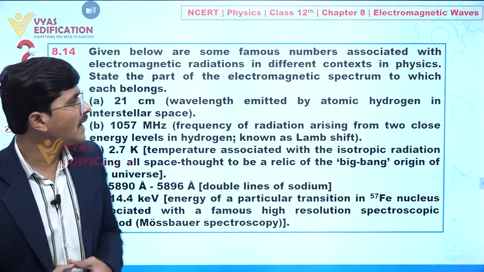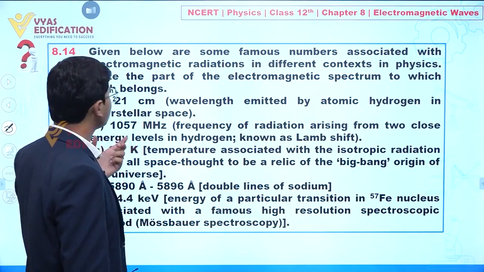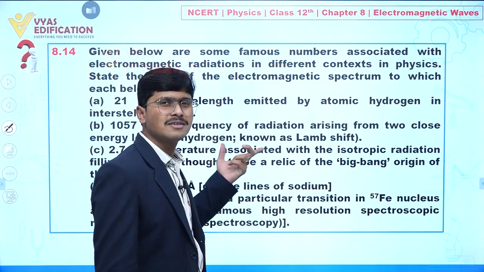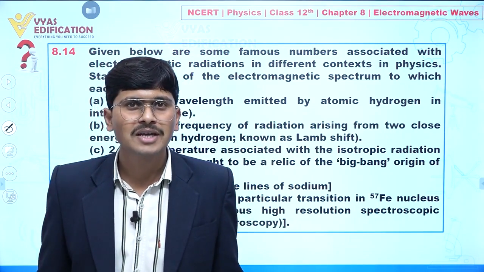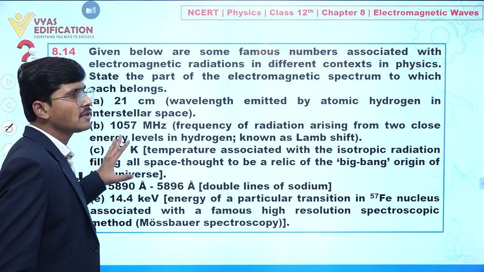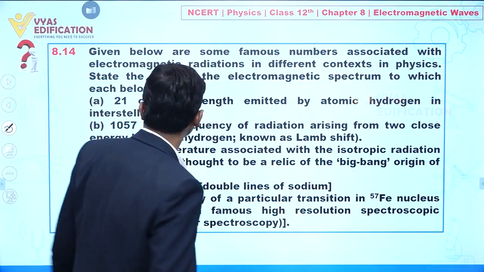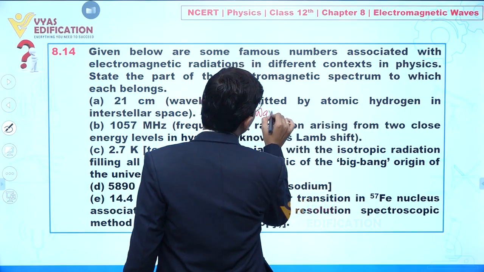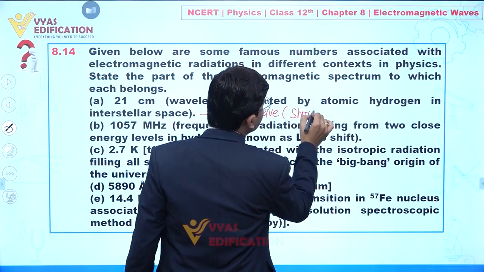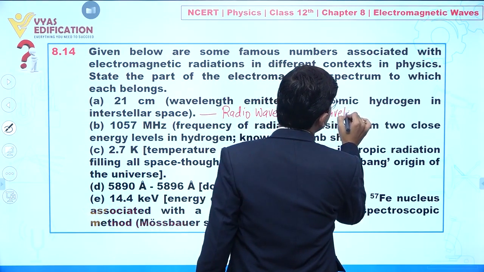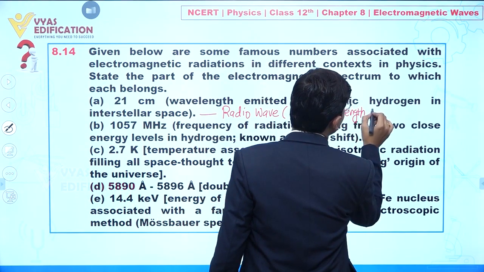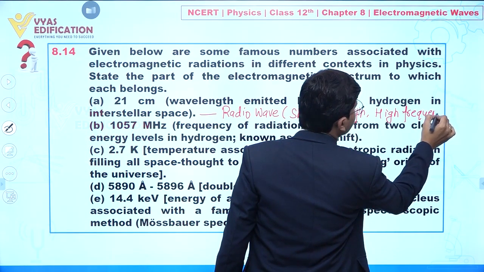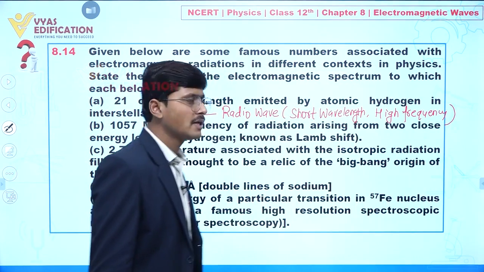Now if we are talking about part A, it is 21 centimeter, clear? 21 centimeter means this wavelength is very small, clear. And when we have a small wavelength, at that time this is related to radio wave, clear. In radio wave you will generally find short wavelength and high frequency, clear. Short wavelength and high frequency, clear to everyone? Yes.